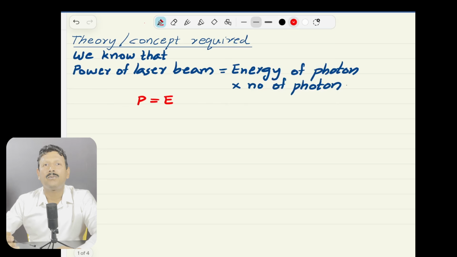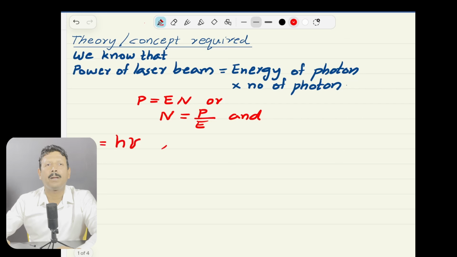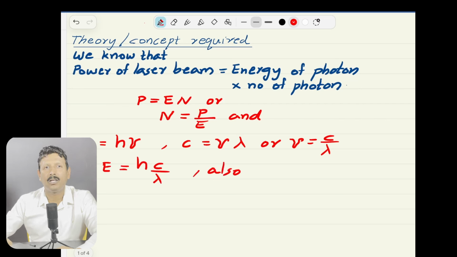So we want to calculate first the number of photons. Using variables, P is equal to E into N, where P is power, E is energy, and N is number of photons. So N is equal to P by E. Then we recall one basic equation: energy E is equal to h nu. Also C is equal to nu lambda, so nu is equal to C by lambda. Substituting, E is equal to h C by lambda. That is one expression we are going to use in the next step.